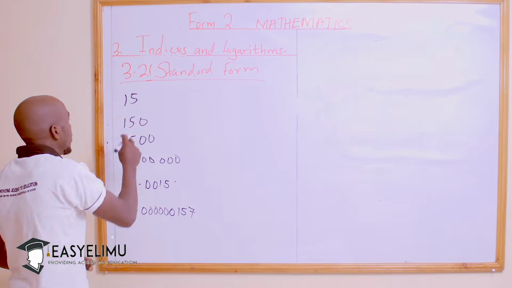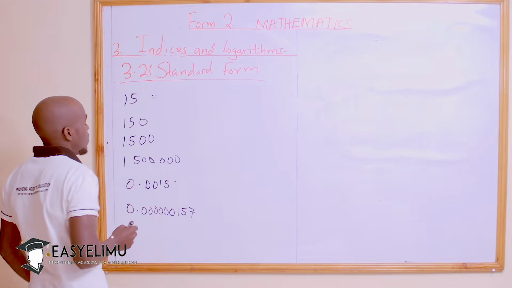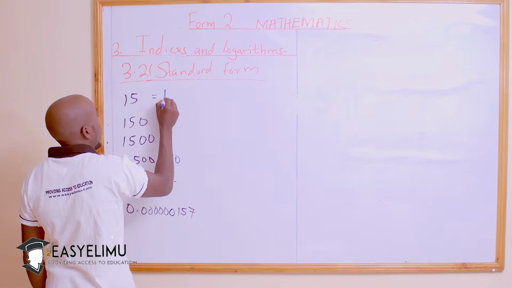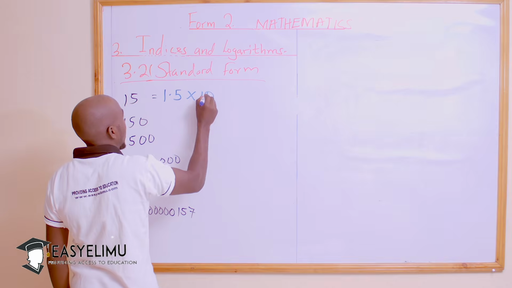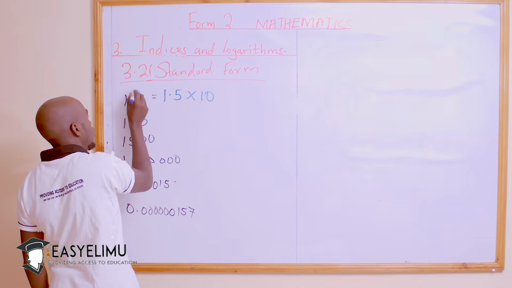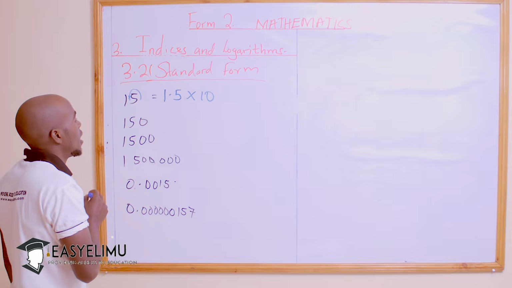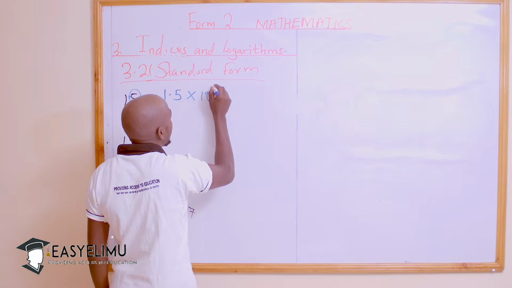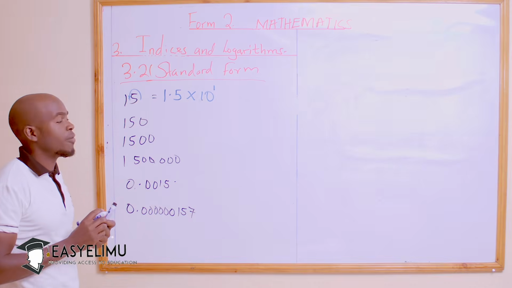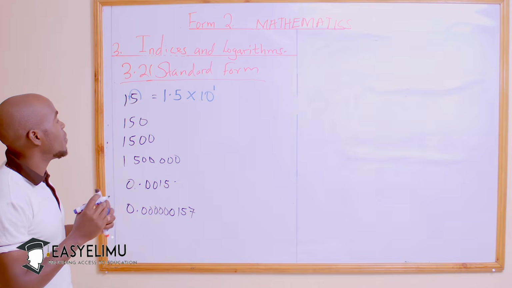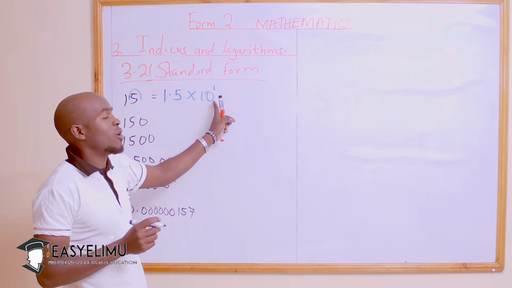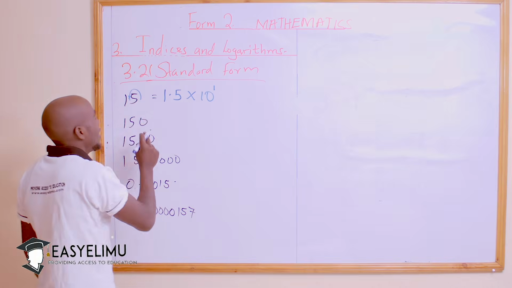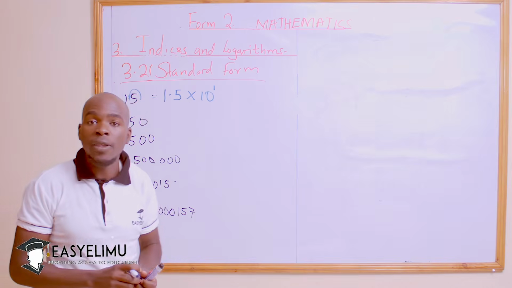You will find that for the first one, I rewrite it in the form of 1.5 multiplied by 10. Since the decimal point I have moved to this point in order to rewrite it into standard form, my power will be positive. So I will have a power of 1. And that is the standard form of that, but the 10 here I have written in index form, as you can see. So meaning that if I take 1.5 times 10 raised to power 1, I will still get the same value as initially, which was 15.